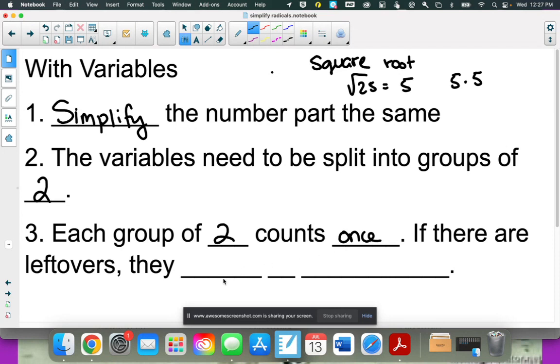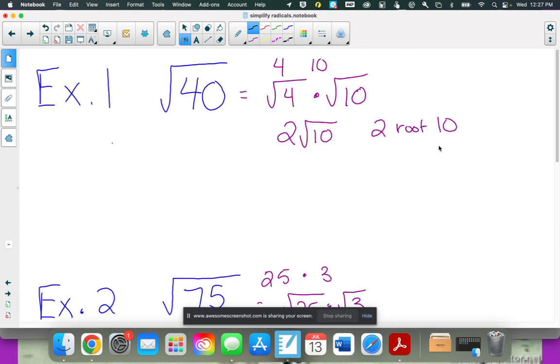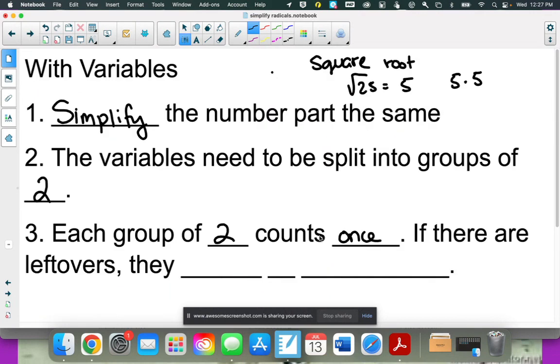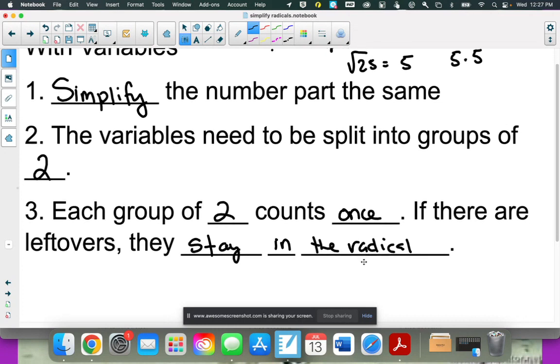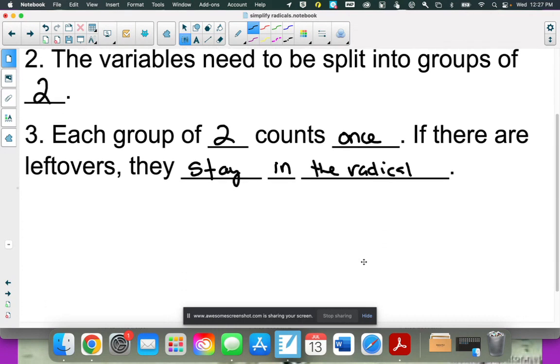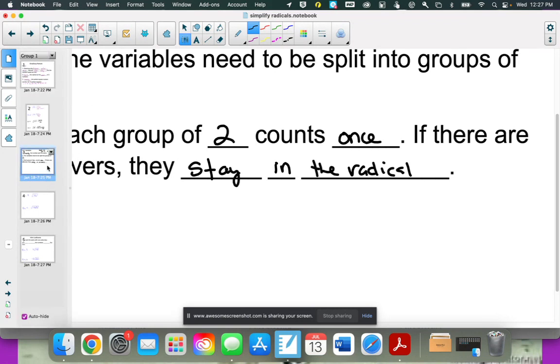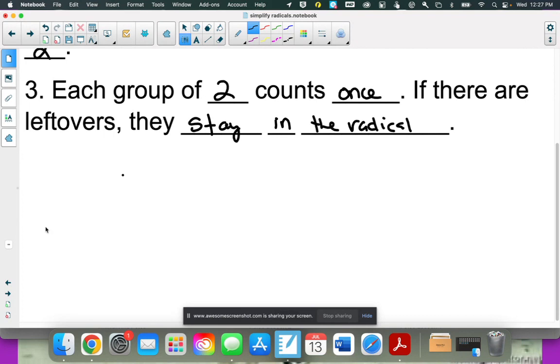And if you have any leftovers, sort of like with the numbers, when you have a leftover that does not simplify like the root 10, they stay in the radical, right? So they get basically counted in the radical as part of the numbers that won't simplify. All right, so let's do a couple that are just variables first, and then we'll do a couple that have variables and numbers. All right, so just variables so that you can see how this works.